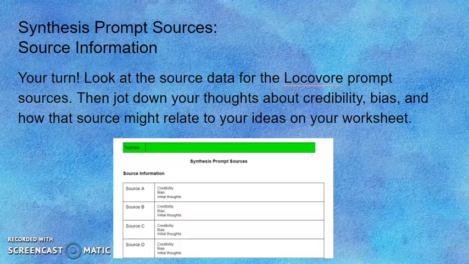So now it is your turn. I want you to turn to your locavore prompt sources. Actually, there's a bit of an issue. Source A is separate from the other sources, so you're going to have to click on two links. Sorry, it is what it is. Copyright issues. But go ahead and, just looking at the source data, not actually reading all of the articles or anything like that, but just looking at the source data at the top, jot down your initial thoughts about the credibility, bias, and how that source might relate to your ideas that you identified yesterday. All right, have fun.